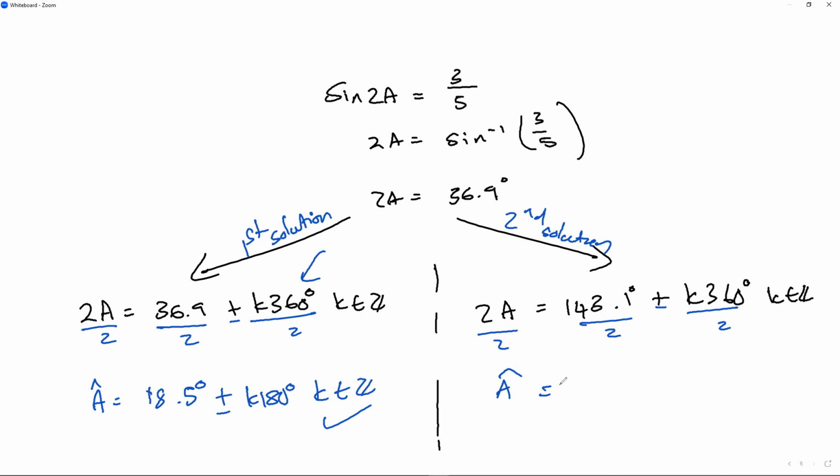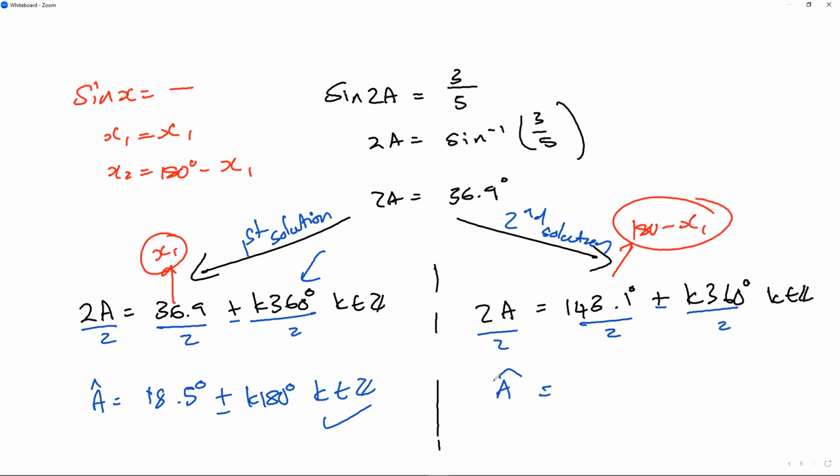For this one here, 143.1 divided by 2. Just to go back to the two possible solutions, we know that if sine x is equal to some fraction, x1 would be itself, but x2 would be 180 degrees minus x1. So this would technically fall into x1, and this would be 180 minus x1, and we apply that first before we divide everything by 2. So 143.1 divided by 2 comes to 71.6 to one decimal place, plus minus k 180 degrees, rounded according to whatever is required, and that would be my final solution there.